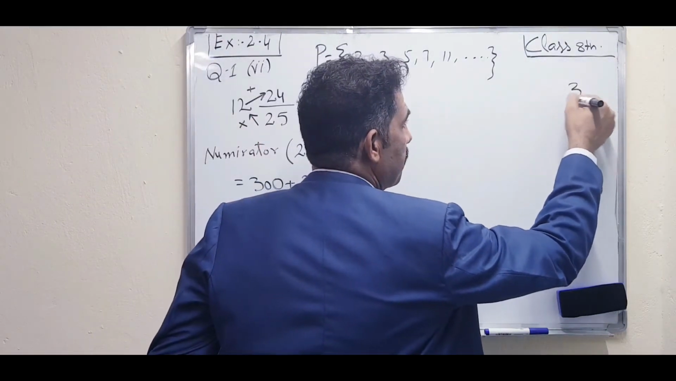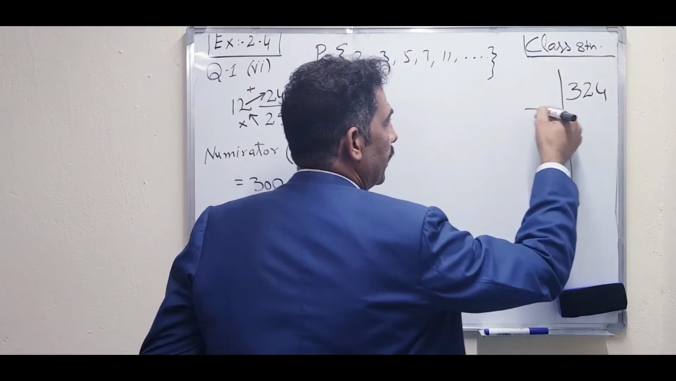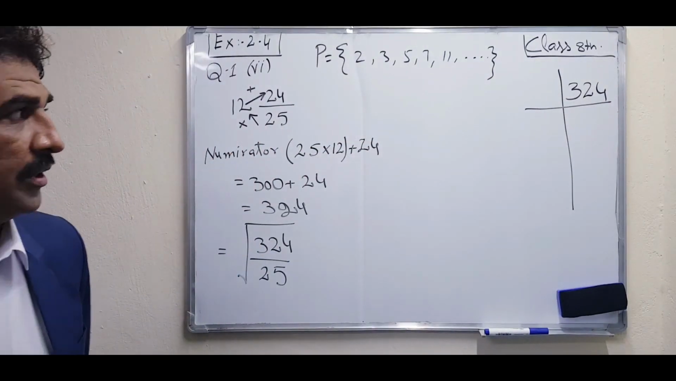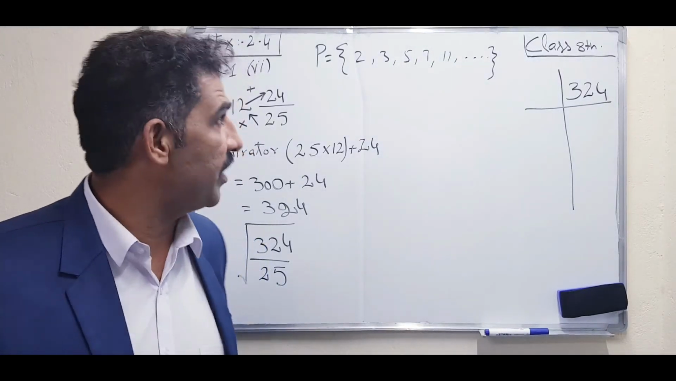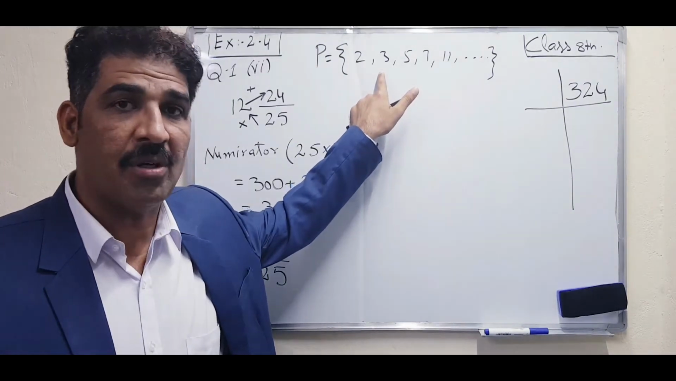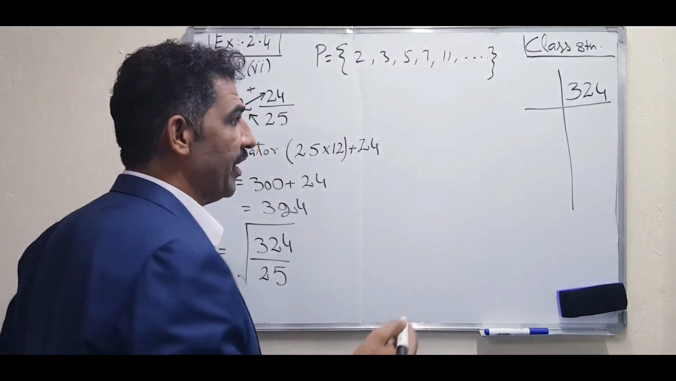324. The last digit is an even number, so you have to divide by 2. It is divisible by 4, but you will not divide by 4. Why? Because 4 is not a prime number. Okay, so you have to be careful about that. You have to use only prime numbers. The prime number is 2, so you have to divide by 2.